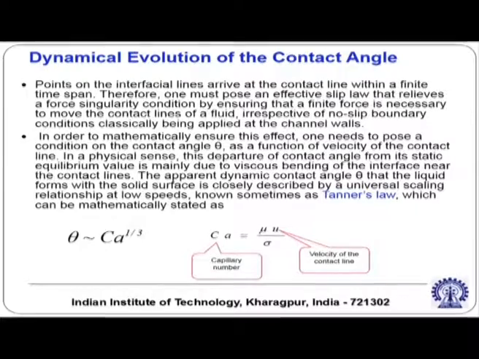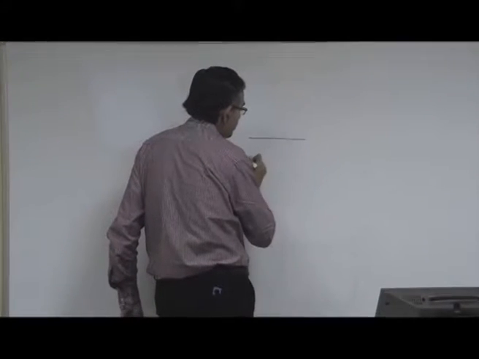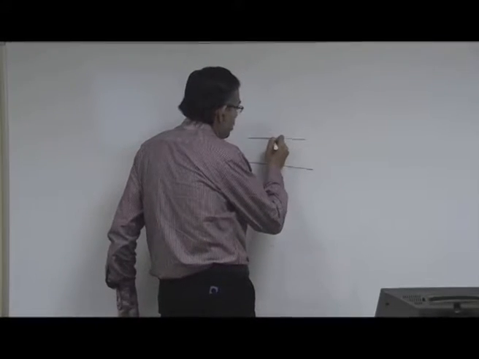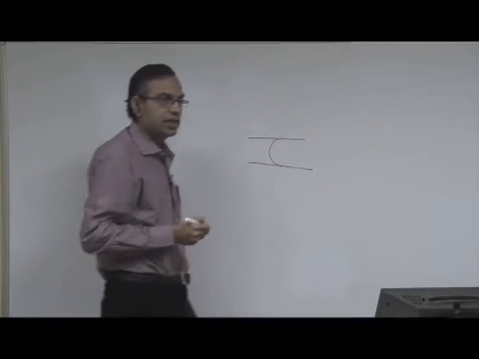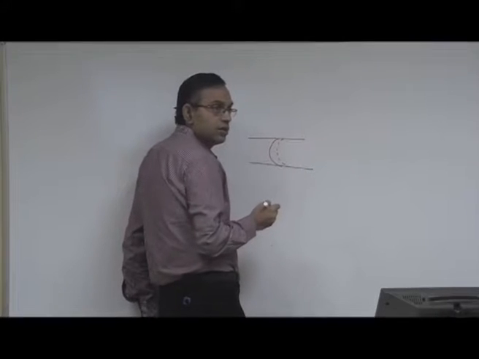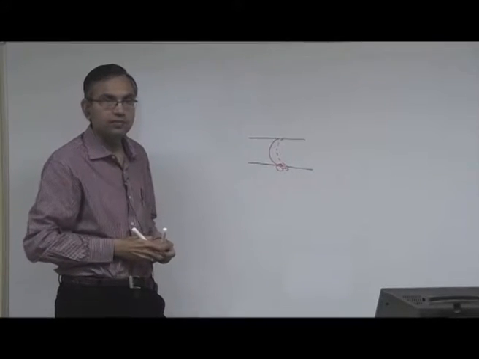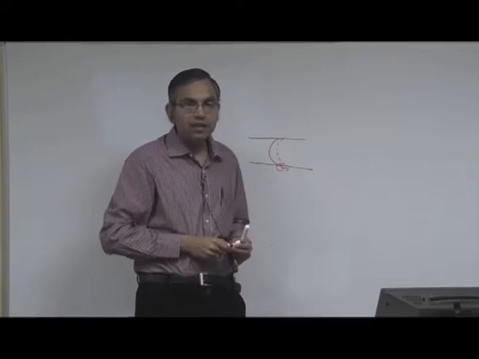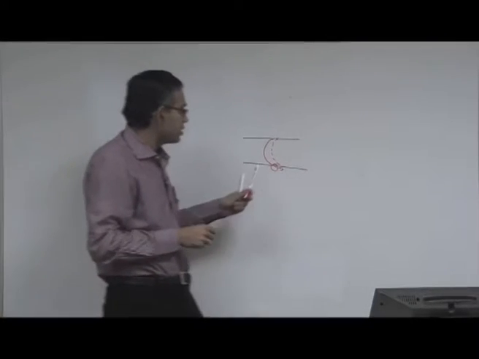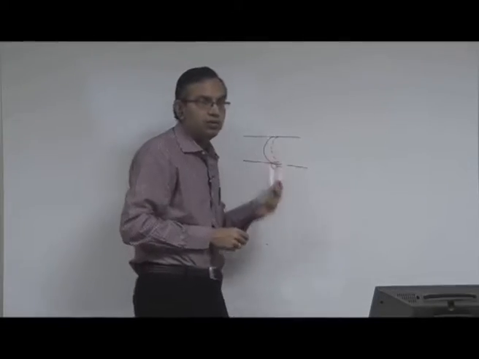Think about a channel. Classical scenario, there is a meniscus. Now, after some time, this meniscus comes here. So, if there is no slip here, then how can this meniscus move like this along the surface? So, somewhere there is a singularity at the fluid solid interface that allows this kind of anomaly to be resolved. So, how is that possible?